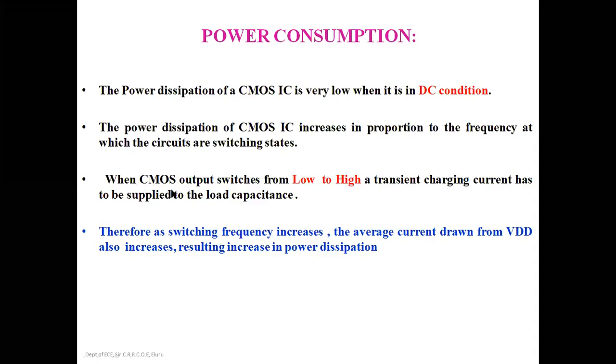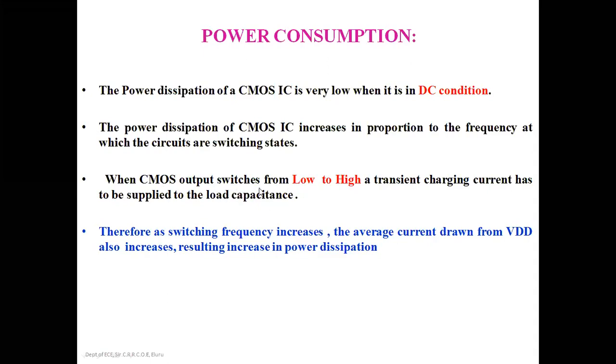And here, when the CMOS output switches from low to high or vice versa, high to low. When the CMOS output switches from low to high, a transient charging current has to be supplied to the load capacitance.